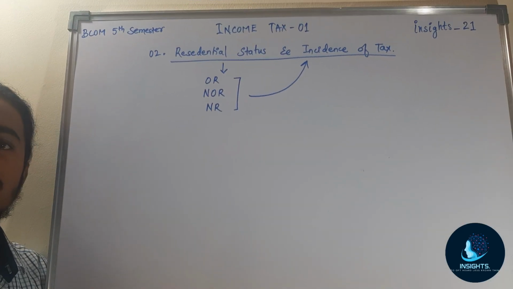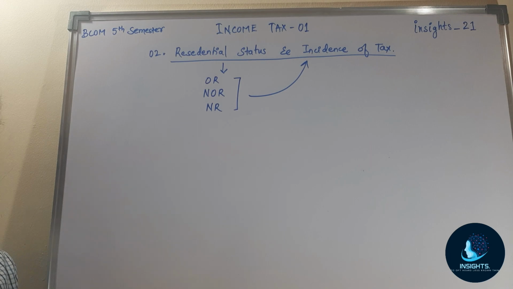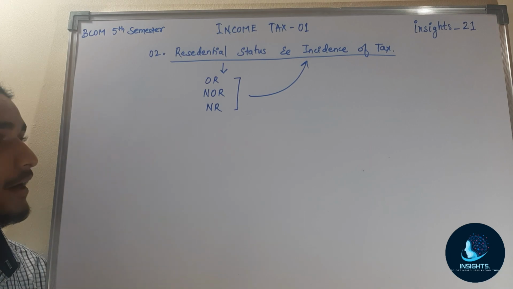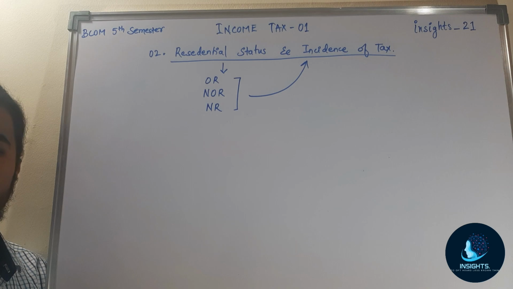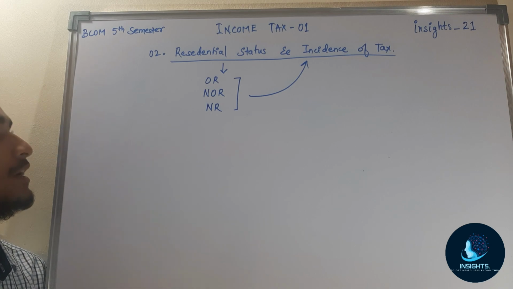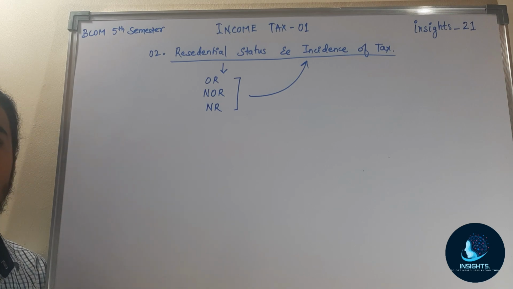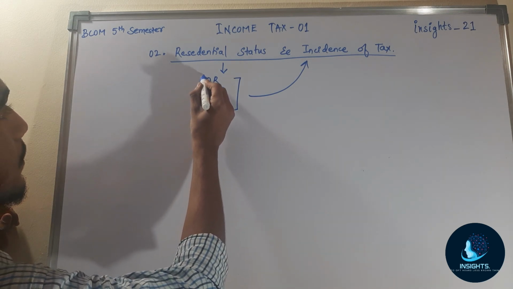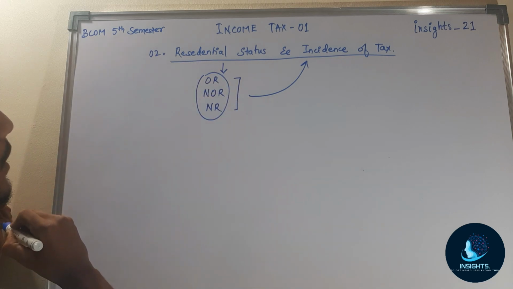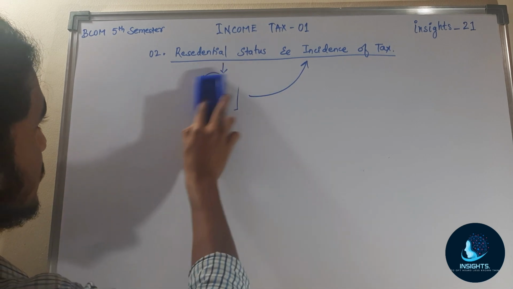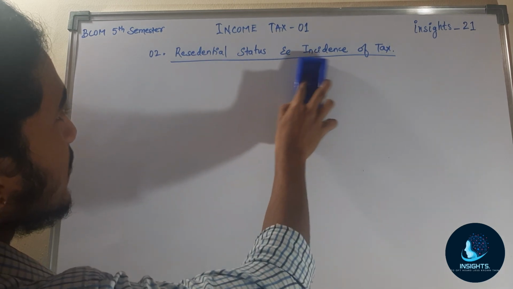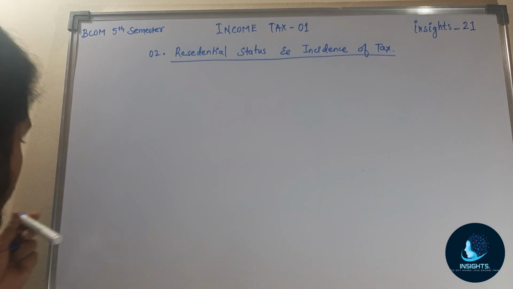Before going to the problems, let's discuss some shortcuts and tricks and follow some tables which I put on this board so that it gets easier to solve 4 marks as well as 12 marks problems from the second chapter. Before discussing the residential status, we will discuss the conditions, basic as well as additional conditions.